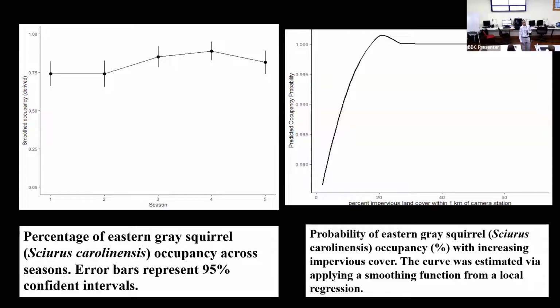Yeah, it could be, but it's hard to tell the age class of the eastern gray squirrel with a trail camera. Yeah, but that's a great question though.